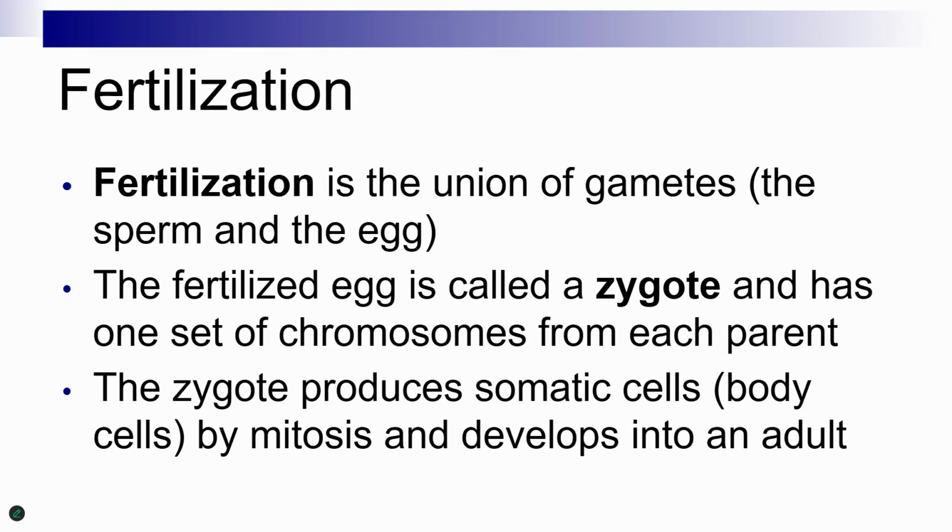That will then go through mitotic cell division, so cell division through mitosis, and it would divide and divide and divide, and so it's going to develop through mitotic cell division until it forms an organism, which would then continue doing mitosis to develop into an adult.